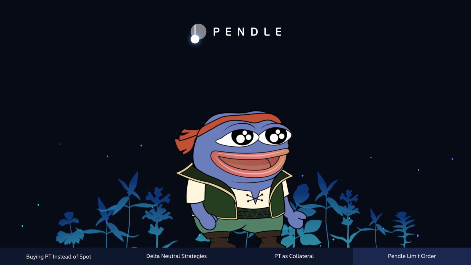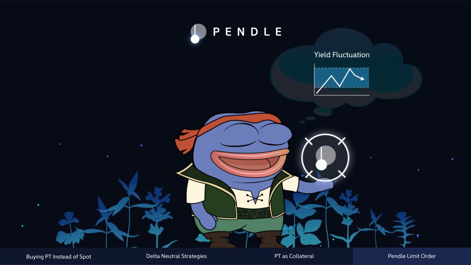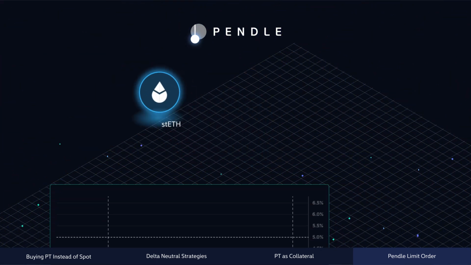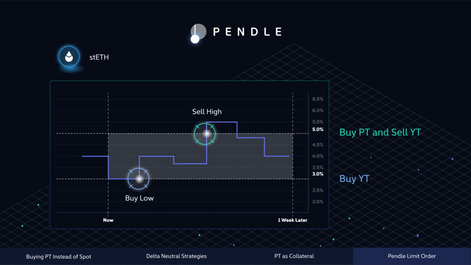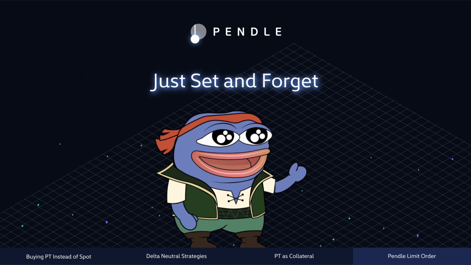On another note, you can also use limit orders to swing trade efficiently, especially if you think that the yield will fluctuate within a certain range. Using stETH as an example, if you think that the yield of stETH will range between 3 to 5% in the coming weeks, you can set two limit orders, one at 3% implied APY to buy YT, and the other at 5% to buy PT and sell YT. By doing so, you'll be able to buy low and sell high, even if the pool is trading out of range. Just set, forget, and let Pendle's limit order fill in your trades.